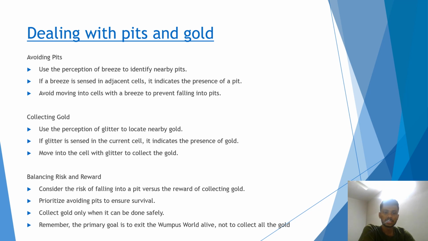Collecting gold. Use the perception of glitter to locate nearby gold. If glitter is sensed in the current cell, it indicates the presence of gold. Move into the cell with glitter to collect the gold.